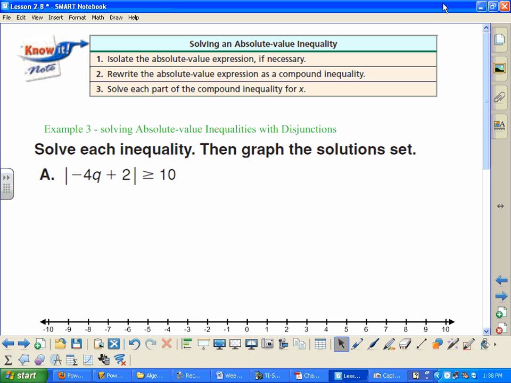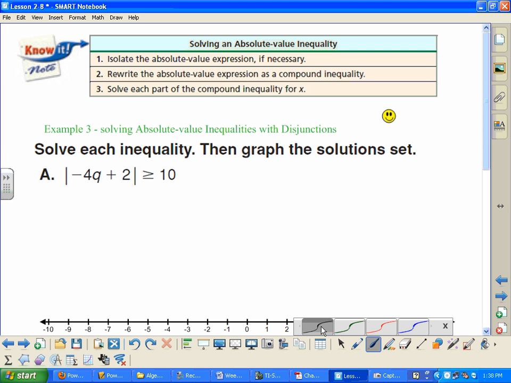Okay. Solving absolute value inequalities. The first thing we're going to do is isolate the absolute value. Then, if necessary, rewrite the absolute value expression as a compound inequality, and then solve each part. Now, there's one trick about this when you're doing the absolute value. When we go from the positive to the negative, we are going to change the direction of the inequality sign. Okay.